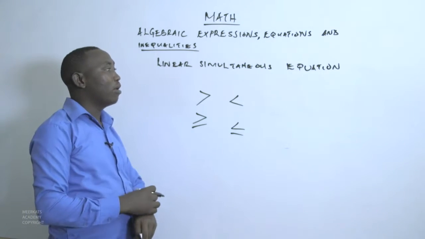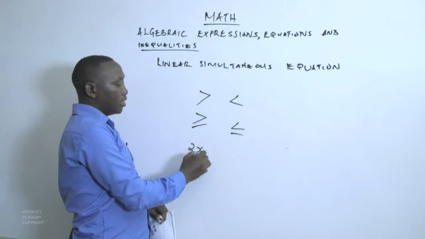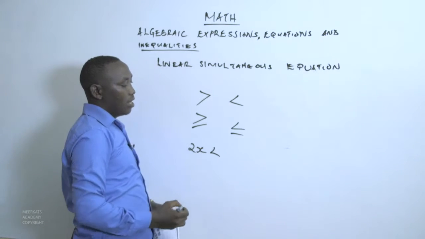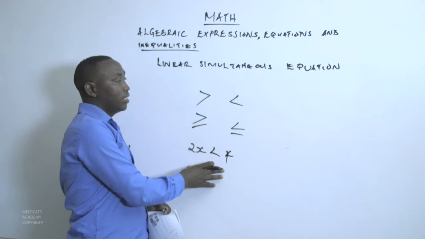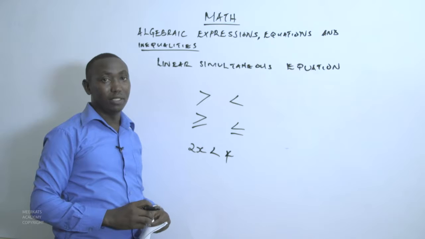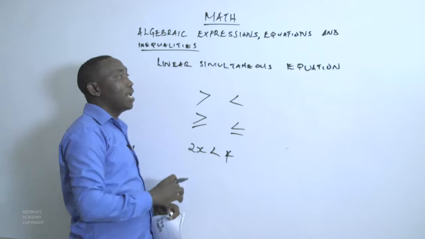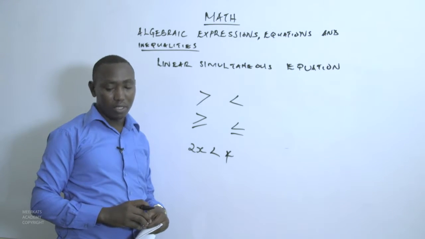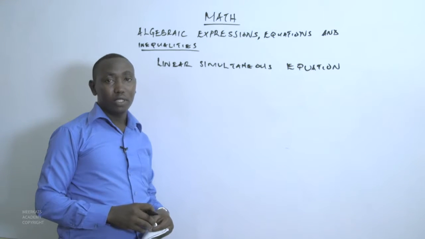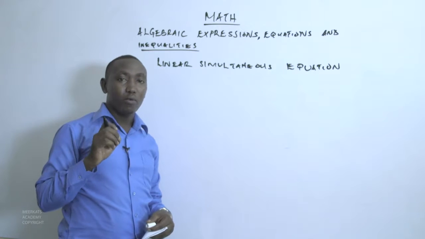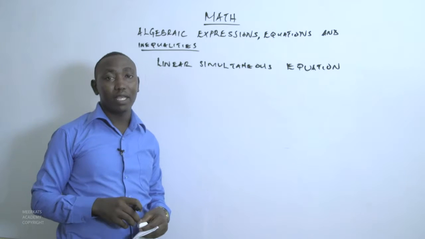A good example of an inequality is when you are given 2x is less than 4. We also looked at how we can solve these inequalities. Today, we want to look at another subtopic, that is linear simultaneous equations. Whenever we talk about linear simultaneous equations, these are simply two equations that have a singular solution for both values of x and y.